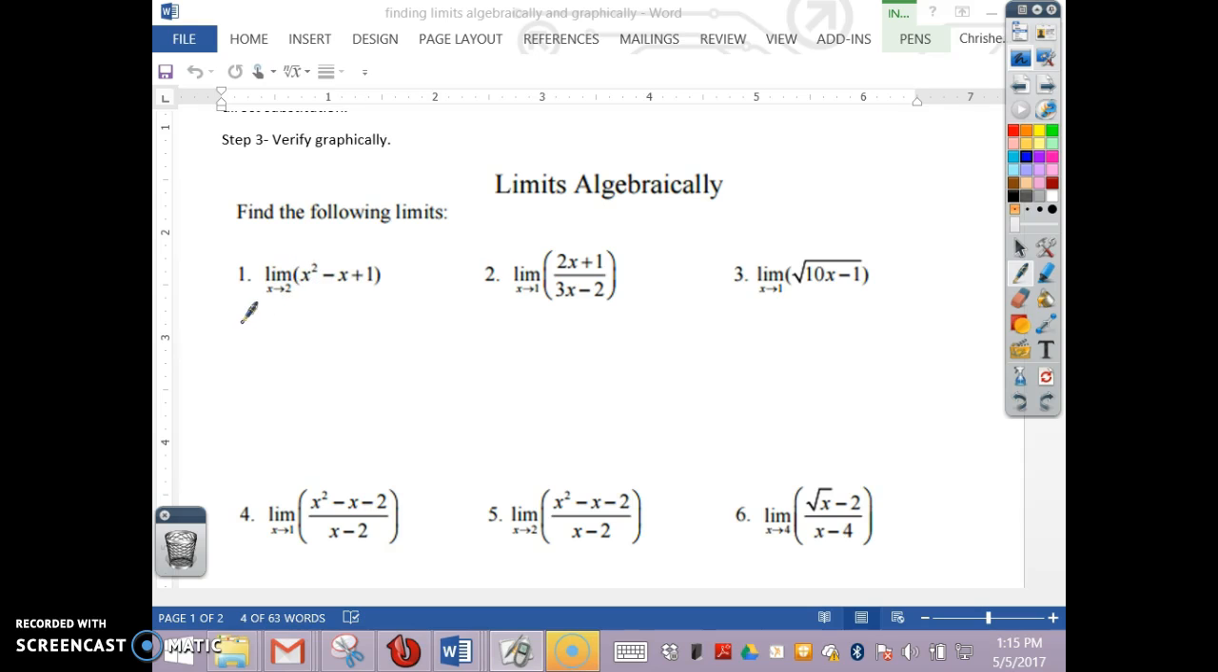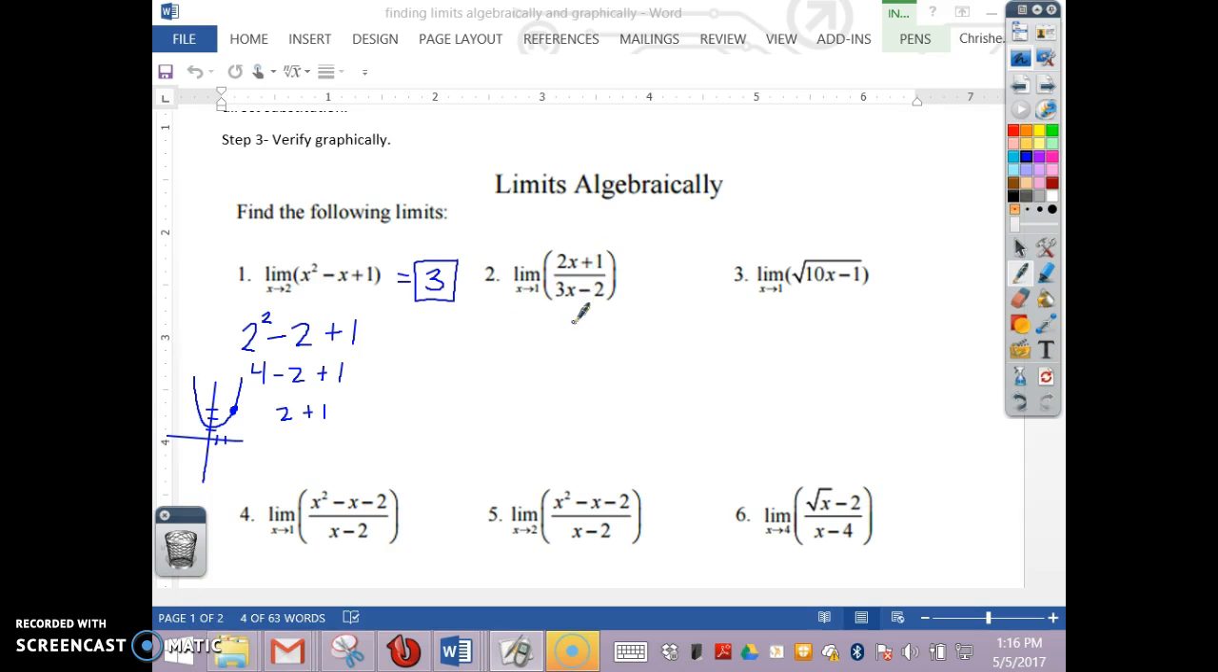So let's plug in a 2. 2 squared minus 2 plus 1. 4 minus 2 plus 1. 2 plus 1. Our limit's 3. And we know exactly what this looks like. This is just a parabola. So it must have the point 2, 3. So we have some kind of parabola, something like this, at 2, 3. There's our dot.